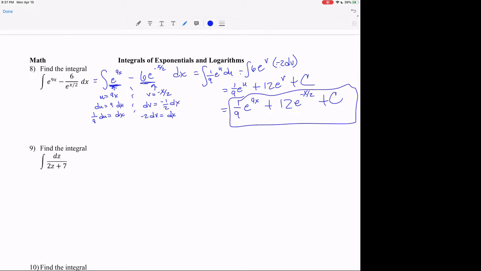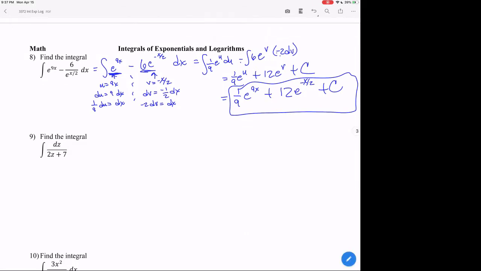So realize that when you're integrating anything, you can integrate term by term in the same way that you can differentiate term by term. Now, I'm going to call this done.